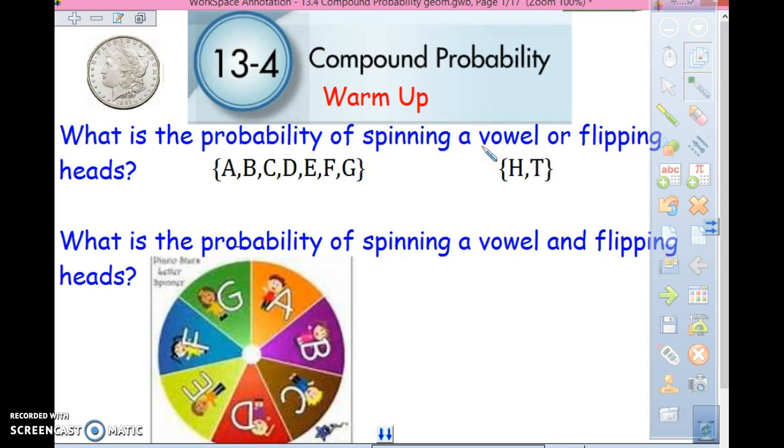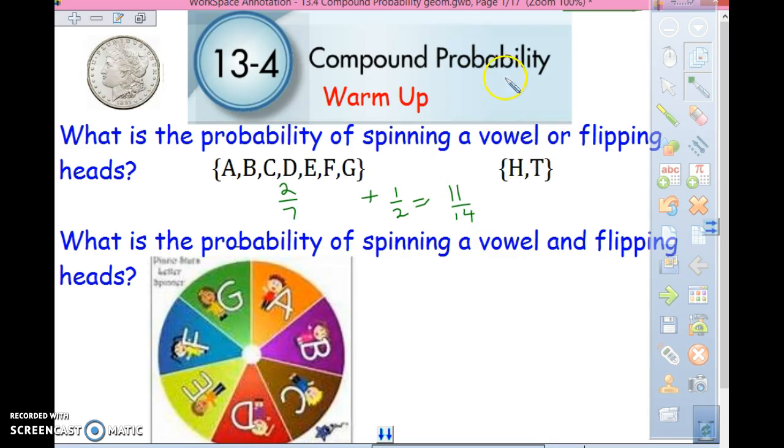So on our list, there are 2 out of 7 vowels. Or means we're going to add, and then the probability of getting a heads, there's 1 out of 2 ways to get heads. 11/14 would be our answer.